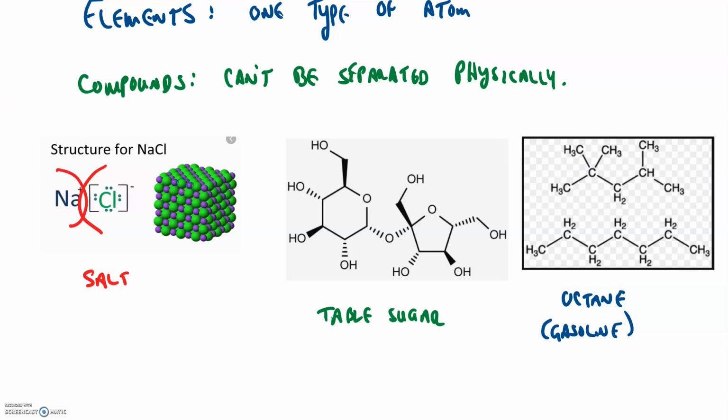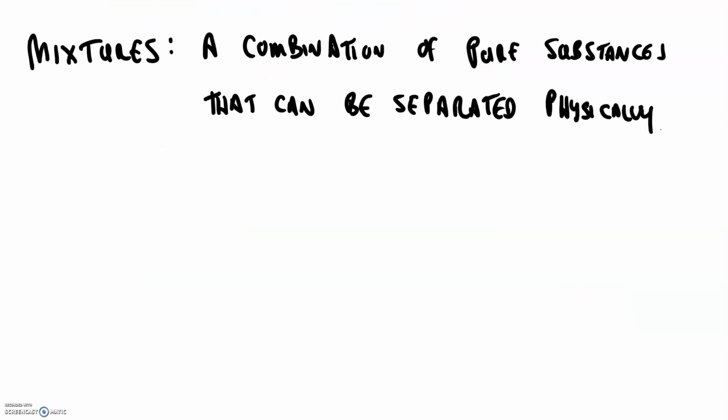So let's go on to what happens when we start to play around with mixing pure substances. We're talking about combining pure substances in a fashion that can be separated physically. We're going to call those mixtures because they're simply occupying the same space. I'll give you a couple of examples here.